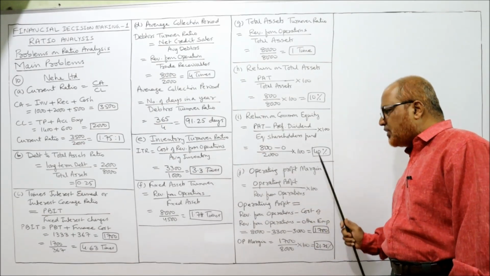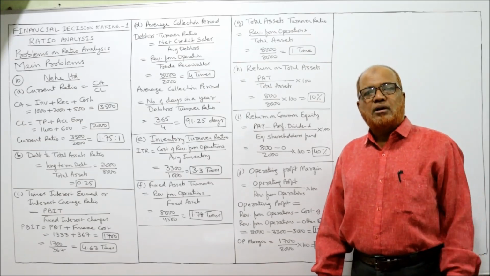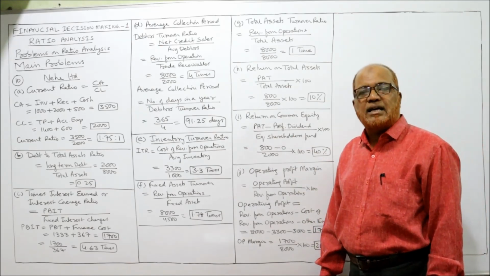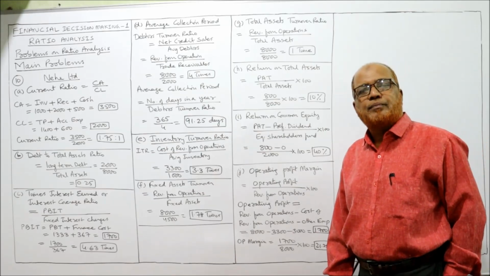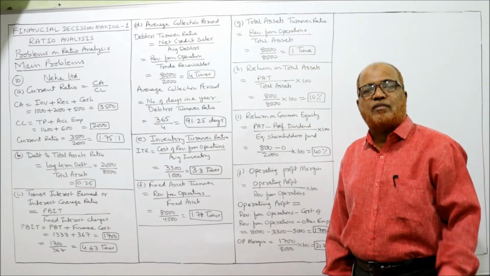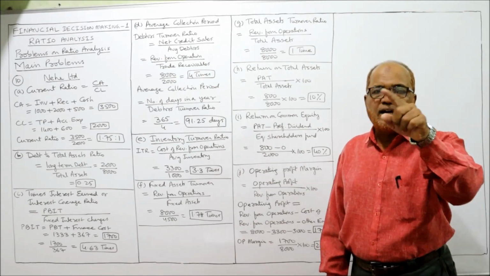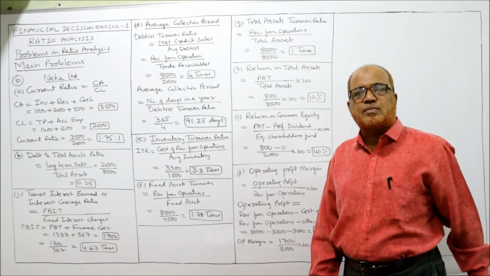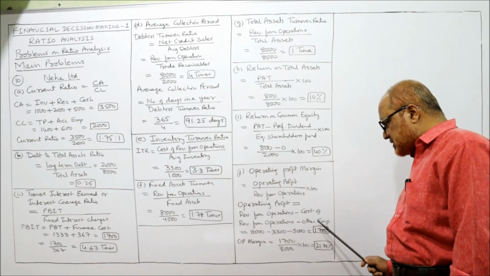Last ratio is operating profit margin. The formula is operating profit divided by revenue from operations into 100. Whenever there is a return, you should calculate it as a percentage by multiplying by 100. Operating profit is not given in the problem, so we have to calculate it. Revenue from operation minus cost of revenue from operation gives the gross profit. From gross profit, deduct the operating expenses. Don't consider the financial charges, only operating and other expenses. So operating profit is revenue from operation minus cost of revenue from operation minus other expenses.